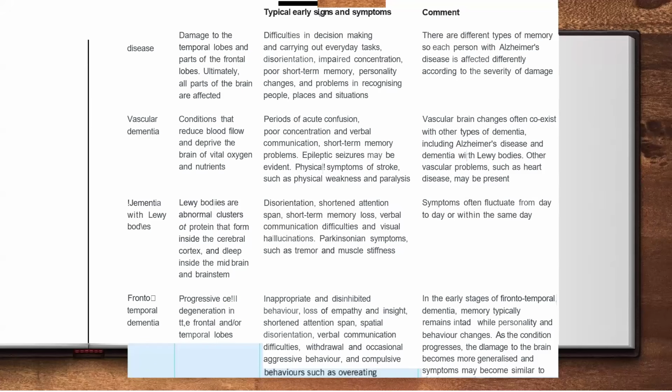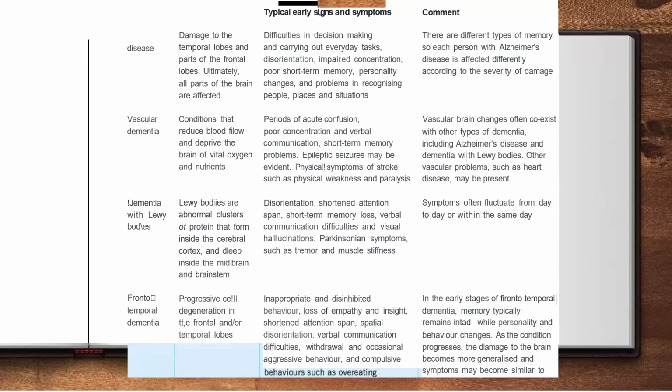So in Lewy body dementia, abnormal clusters of protein are formed inside the cerebral cortex, and inside the midbrain and brainstem. So the patient will have disorientation, shortened attention span, short-term memory loss, verbal communication problems, and visual hallucinations. Parkinsonian symptoms such as tremor and muscle stiffness. Vascular dementia is because of the blood pressure problems. Dementia is in JM, John Murtagh. Vascular dementia is caused by blood pressure problems. So dementia, verbal communication, short-term memory problems, sometimes seizures will be there. Physical symptoms of stroke will be there.